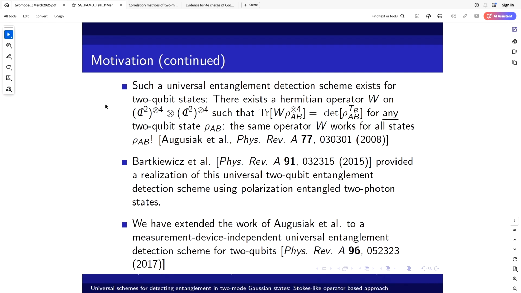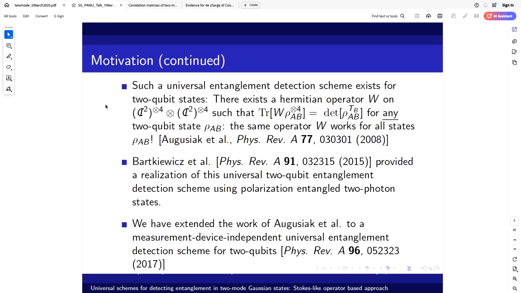And why is this important? Because of the sign of this determinant of the partial transposition: if this is negative, then we know for sure that rho AB is entangled. If it is non-negative, then we know for sure that rho AB is separable. So, this is equivalent to the Peres-Horodecki criterion for 2 qubit systems. And this is the work which people have done back in 2008.